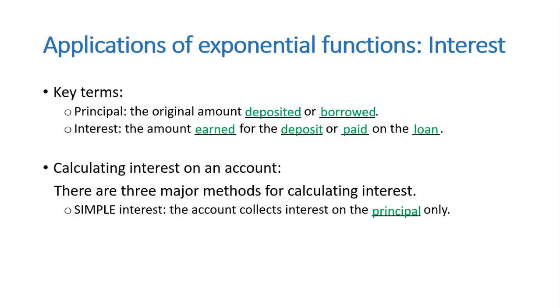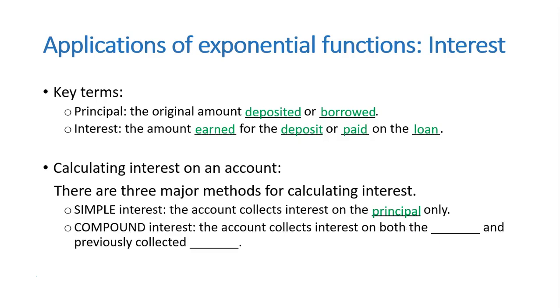Unfortunately, this does not happen very often. Typically, they want to make more money than they would under simple interest. This is why most lenders calculate compound interest. Under compound interest, the account collects interest on both the principal, again, the original amount you borrowed, and previously collected interest as well.